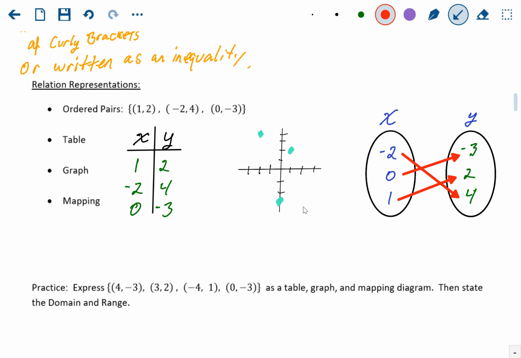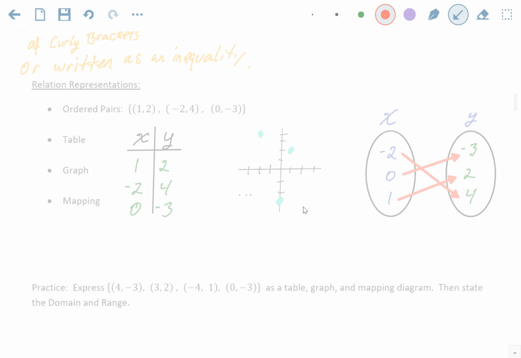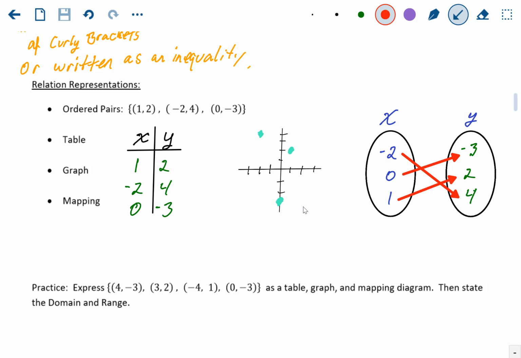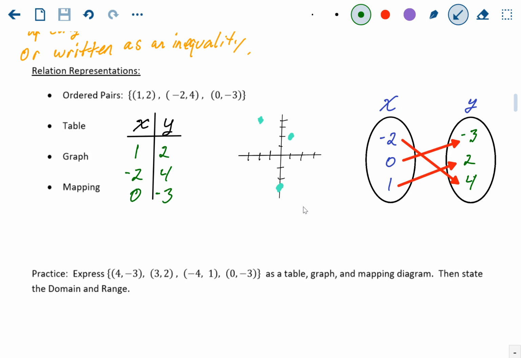So these are my 4 representations. All 4 of these, the ordered pair, the table, the graph, and the mapping diagram, all represent the same relation. Just written in 4 different ways. All right, so let's talk about our domain and range. How do we write domain and range?